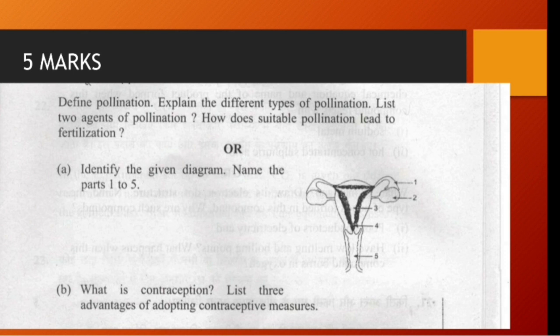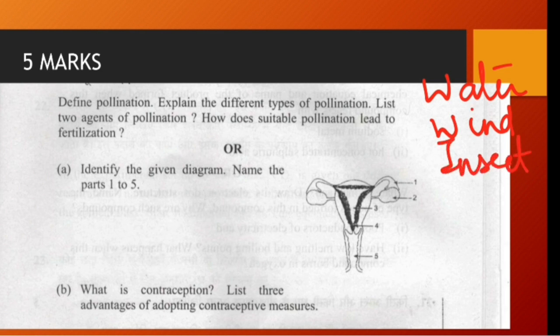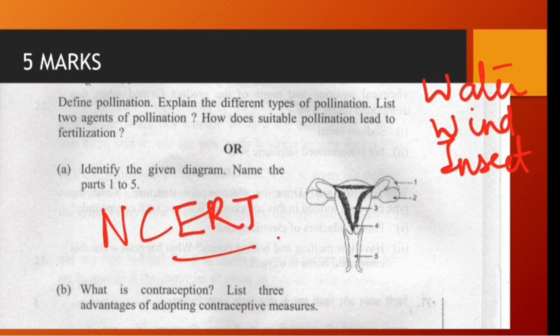Again they have asked about pollination, the types of pollination, agents of pollination, and how suitable pollination leads to fertilization. List 2 agents of pollination. You can write water, wind, insect. This also I've explained in my video. Please go and watch it there. I will be posting the links in the description box. Then identify the given diagram. They have asked about the different parts of the female reproductive system. You can read that from your NCERT or from the video that I have mentioned. You should know this thoroughly.